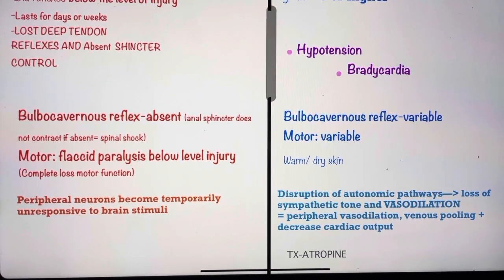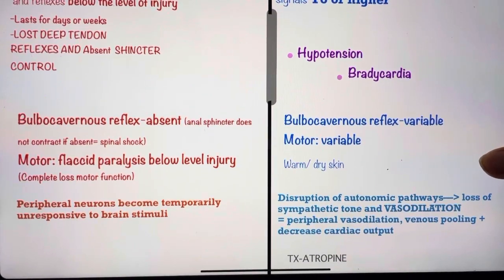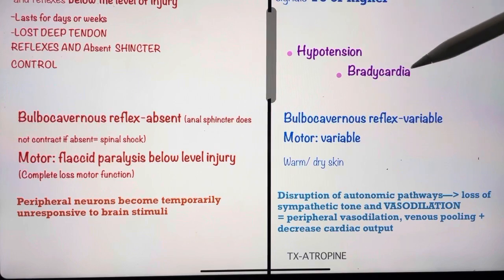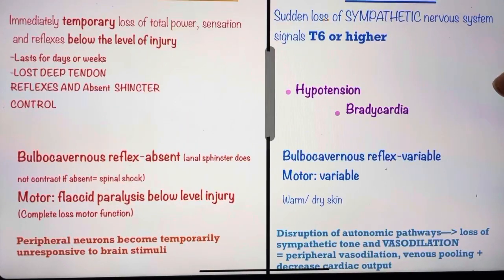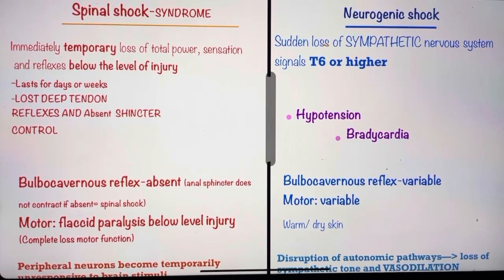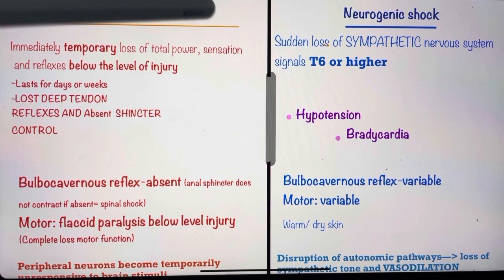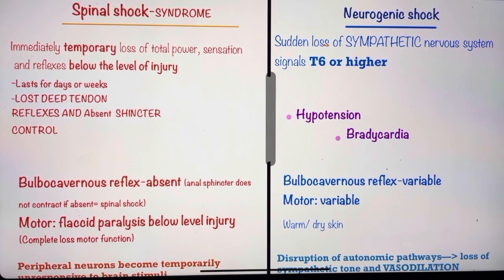Side note, but you definitely just want to know that with anything T6 or higher, your risk for neurogenic shock should be the first thing your mind goes to. And when you think neurogenic shock, think hypotension, bradycardia. You also have warm, dry skin with this type of shock. It is similar to spinal shock, so it's important to also understand the difference between the two. Neurogenic shock is an actual shock that could potentially result in death for a patient.